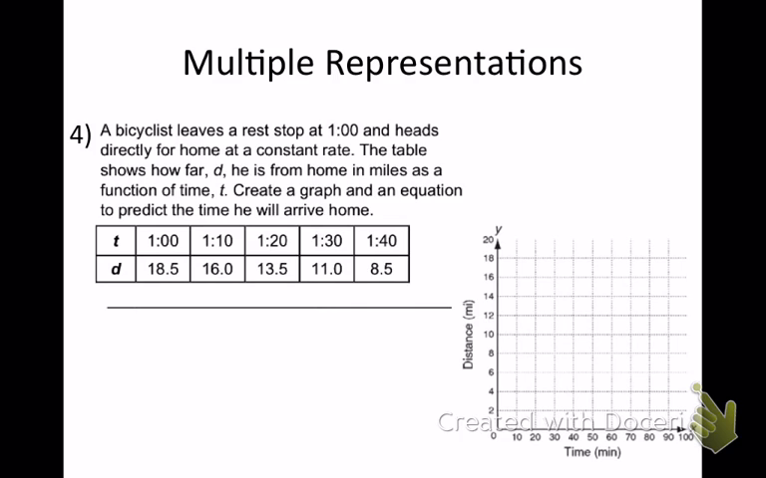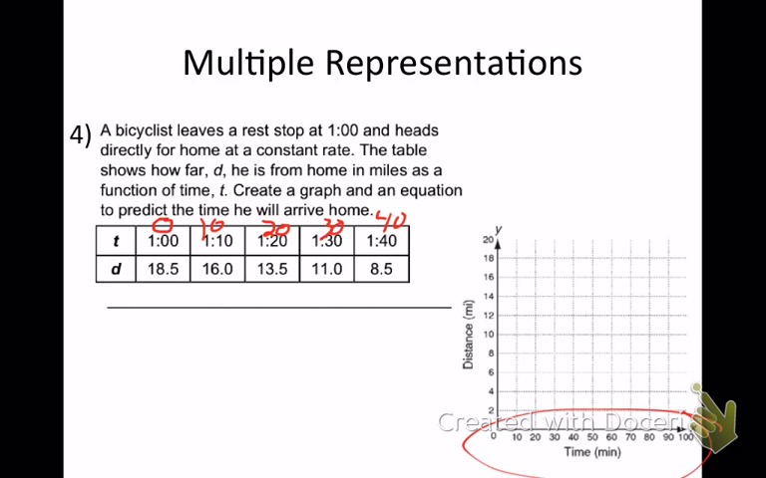This is the time. So it's 1 o'clock, 1:10, 1:20, 1:30, 1:40. At 1 o'clock, how many minutes has passed? When he just starts off, how many minutes has passed? 0. So it's really like 0 minutes. And at 1:10, how many minutes has passed? At 1:20, how many minutes has passed? 20. At 1:30? 30. At 1:40? Okay, so if you look down here, it's time in minutes.